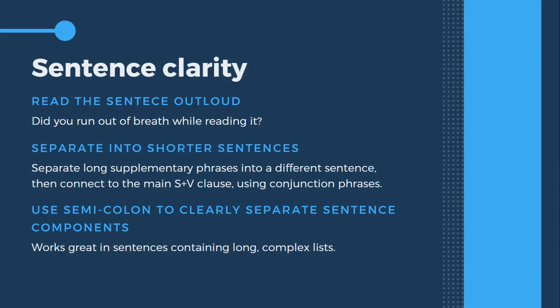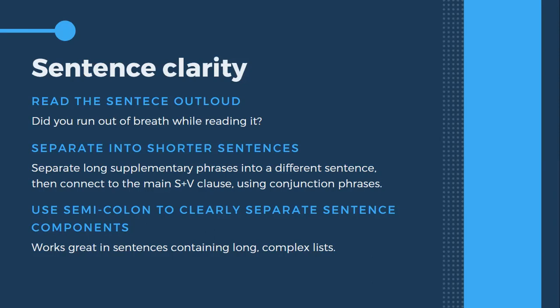A lot of the time, your lengthy sentence is the result of you putting your main independent clause, like the subject-verb clause, that main clause is being connected with very long supplementary phrases. So what you can do is separate the information from those long supplementary phrases into a different sentence, and then connect it to the main independent clause. And you can connect them using conjunction phrases or pronouns. I will show you an example later to show you what I mean by it.